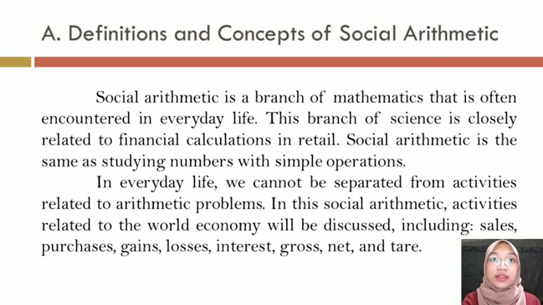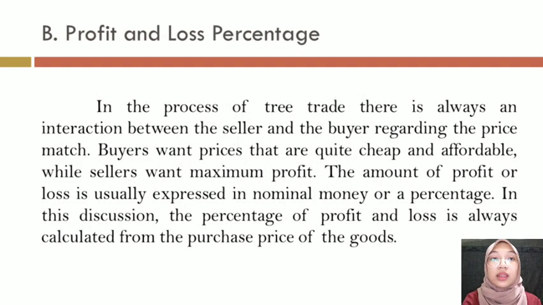In social arithmetic, activities related to the world economy will be discussed, including sales, purchase, gains, loss, interest, gross, net, and share. The next one is profit and loss percentage. In the process of trade, there is always an interaction between the seller and the buyer regarding the price match. Buyers want prices that are quite cheap and affordable, while sellers want maximum profit.